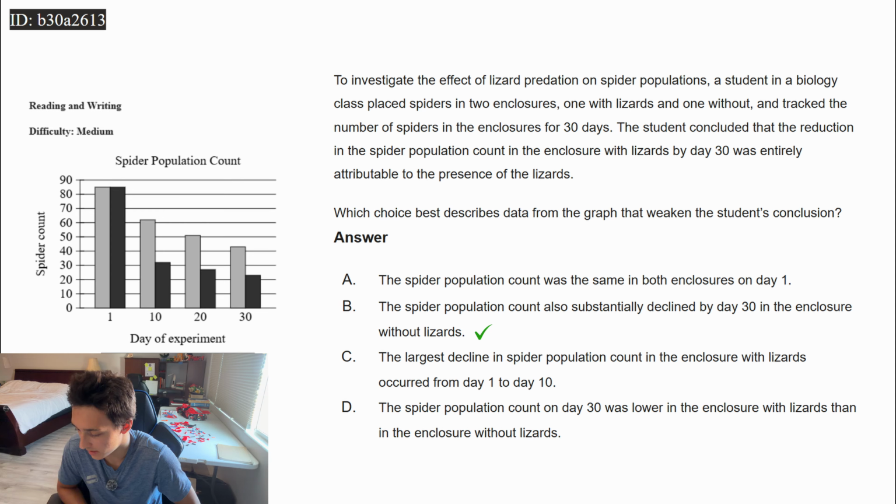The largest decline in the enclosure with lizards occurred from day 1 to day 10. That doesn't really prove anything. The spider population count on day 30 was lower in the enclosure with lizards than in the enclosure without lizards. So yeah, but that's kind of supporting the conclusion. So D can't be right, and B is our correct answer here.